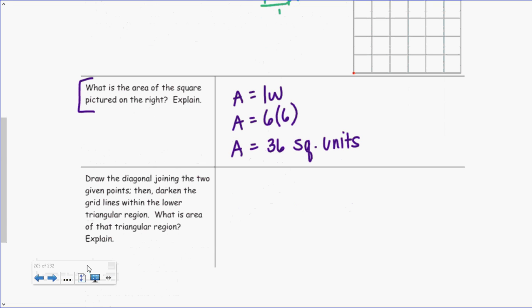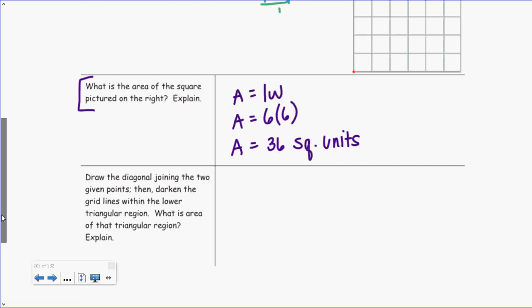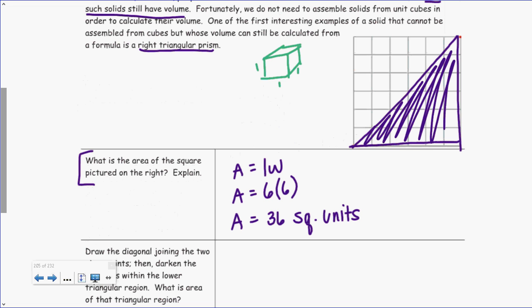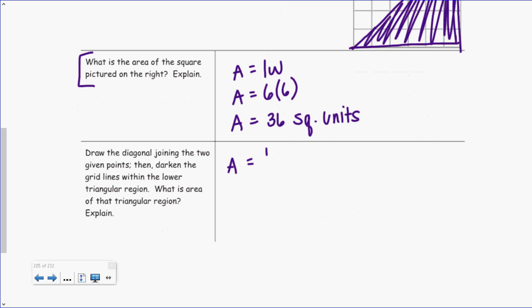Now we're going to draw the diagonal joining the two given points, then darken the grid lines within the lower triangular region. What is the area? So you've seen this before. When you connect these two, you'll notice that this triangle here is half of the square that we just calculated. That's why the formula for a triangle is 1/2 length times width. Or in this case, 1/2 times 6 times 6, and that would be half of 36, which is 18.